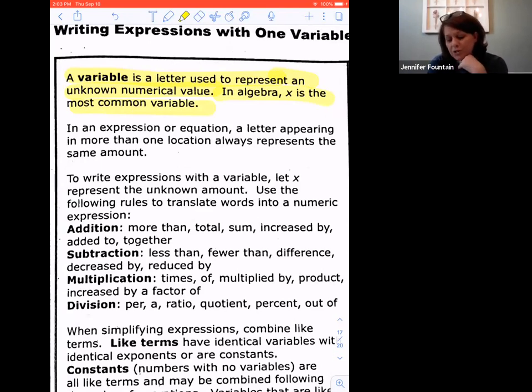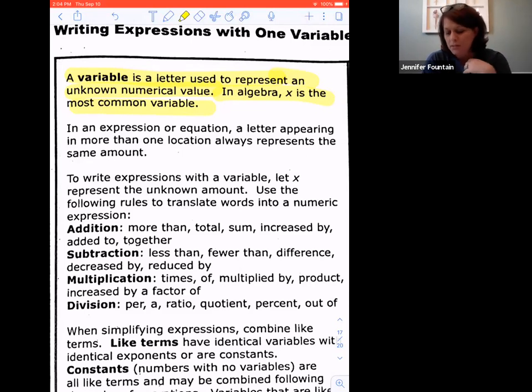So it says in an expression or equation, a letter in more than one location always represents the same amount. So if I had like 2x plus 7 equals x plus whatever, I know that everywhere I see x, when I solve it, x is going to be the same amount every single time. Okay, so if I have a problem that has two different variables, I know that they represent two different amounts. So if I see the same variable in a problem, then I know that it's going to be representing the same amount, but if I have two different variables, that represents two different amounts.